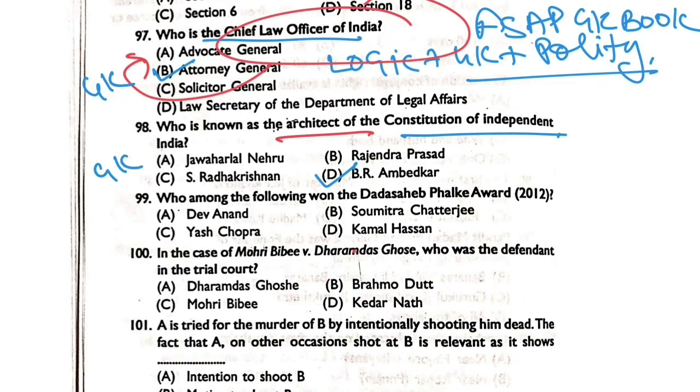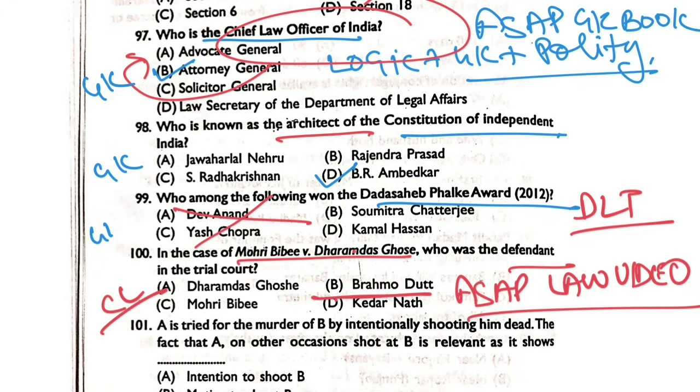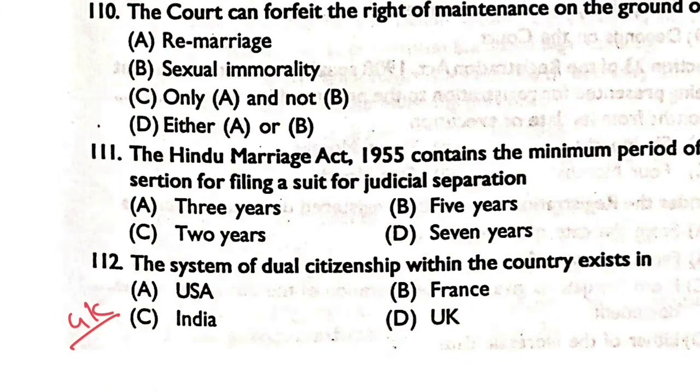Then question 100. In the case of Mohidi Bibi versus Armodash Ghosh, who was the defendant? It was Brahmodat. This is a case law based question. We have an ASAP law video on this topic, and in that also we clearly mentioned Brahmodat. So if you have a basic understanding of the case laws and the law on the section, you should be able to answer it.